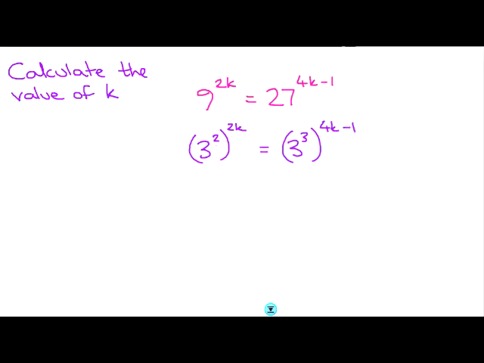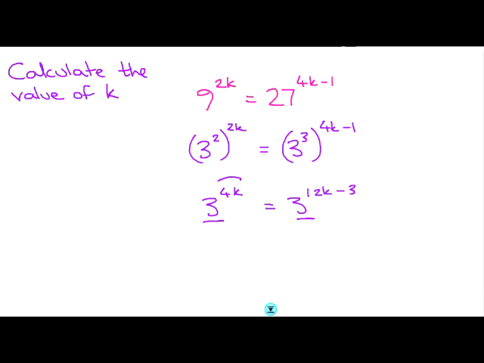Now we have the power to power rule, so you should know that we can multiply these. So it would be 3 to the power of 4k is equal to, now be careful here, we're multiplying both of these two terms by 3. So it's going to be 12k minus 3. It's the minus 3 part that people go wrong. So we have the same base values: 3 to the power of 4k is equal to 3 to the power of 12k minus 3.